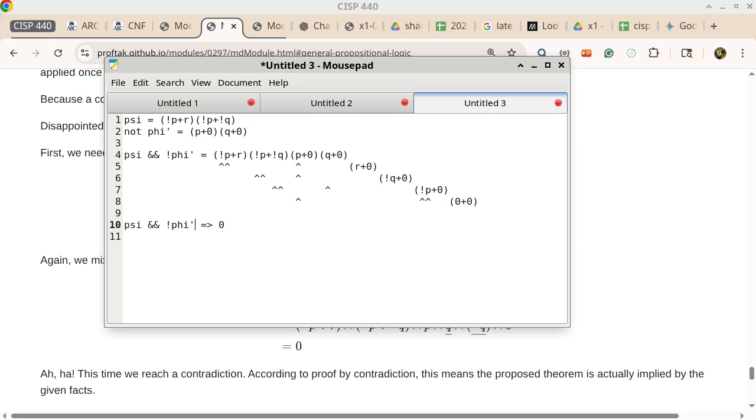Let me ask that question again. If we know the result of the implication is true, and we know the right-hand side of the implication is already false, what do we know about the left-hand side of the implication? It has to be false.